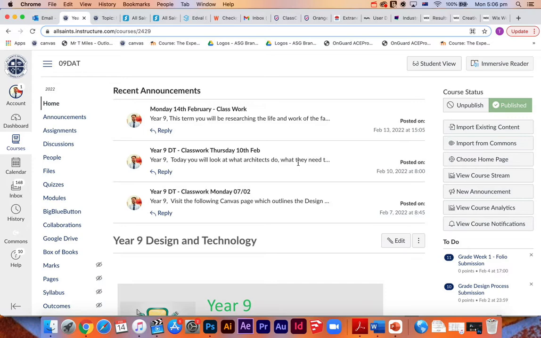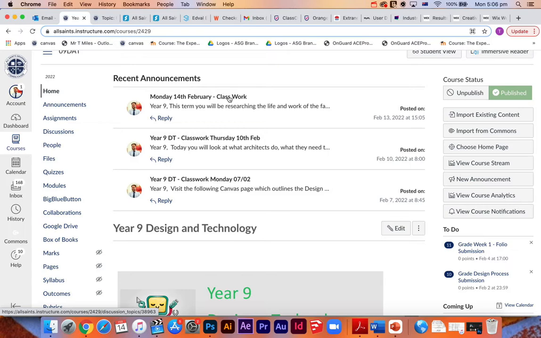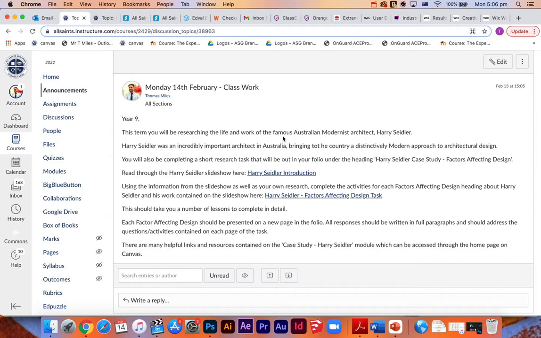So obviously to access this, all this information's located here on the Harry Seidler case study, but you can also access it through this announcement here from Monday the 14th of February. So as I've said here, this term you'll be researching the life and work of the famous Australian architect Harry Seidler, who was a really influential architect in Australia, mostly because he brought a very distinctly modern style of architecture to Australia, which was much more common in Europe at the time, especially in places like Germany, with the emergence of the Bauhaus architectural movement.